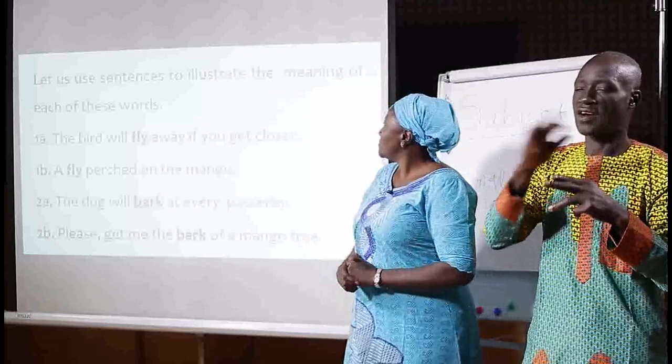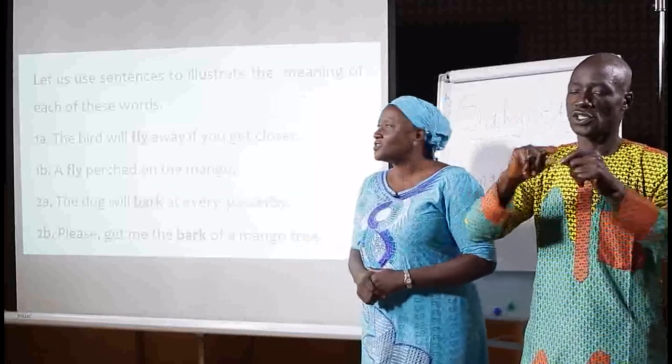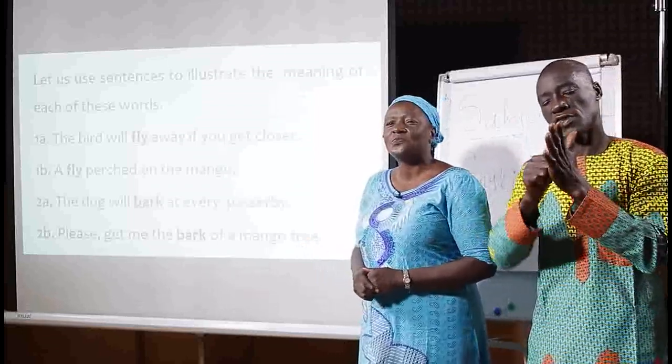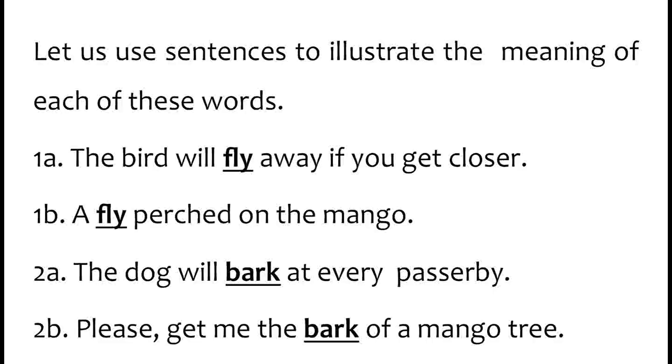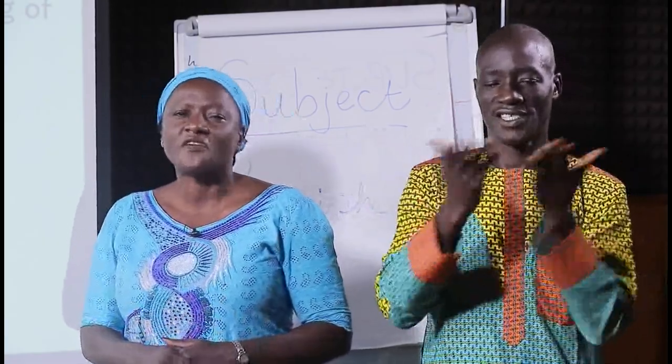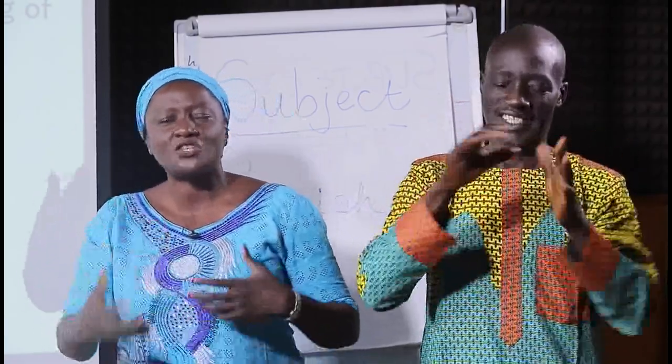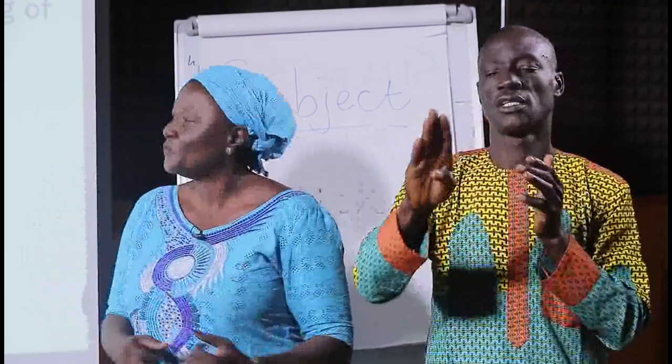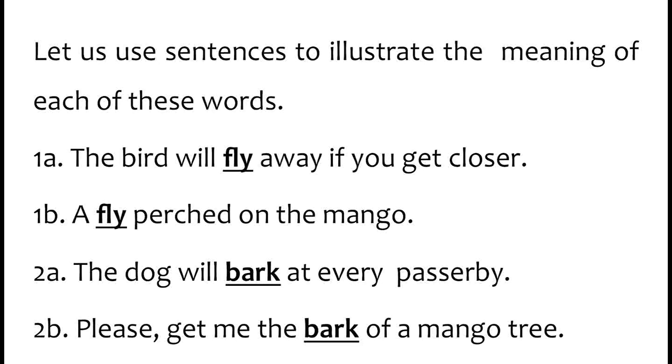Let's use sentences to illustrate the meaning of each of these words. 1a. The bird will fly away if you get closer. The word fly here is serving the purpose of a verb because it is an action that the bird will do. 1b. A fly perched on the mango.